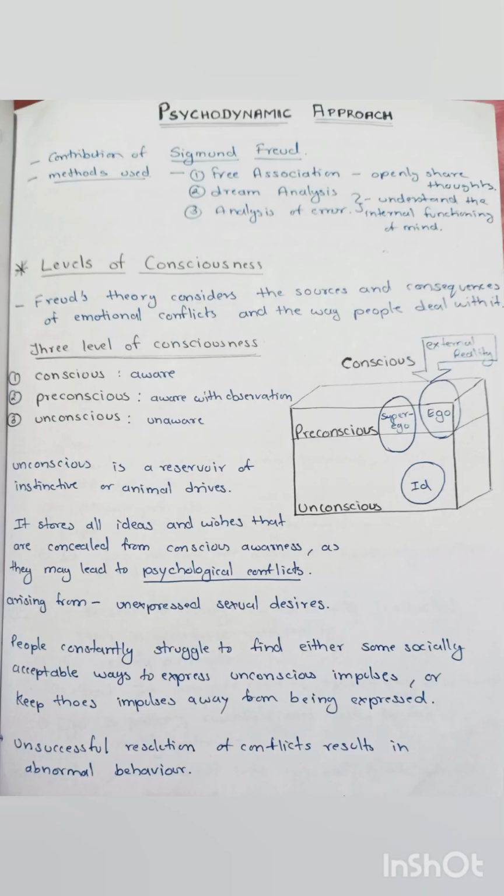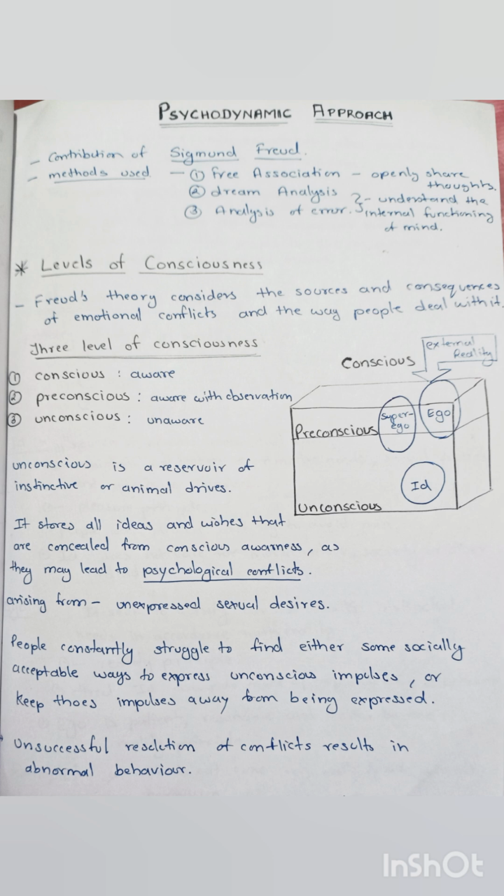Third, now we will see the psychodynamic approach to study a personality type. It was given by the famous psychologist Sigmund Freud. The methods he used to study these personalities were free association, in which he openly shared thoughts, dream analysis, and analysis of errors. Freud's theory considered the source and consequences of emotional conflicts that a person feels and the ways the people deal with it.